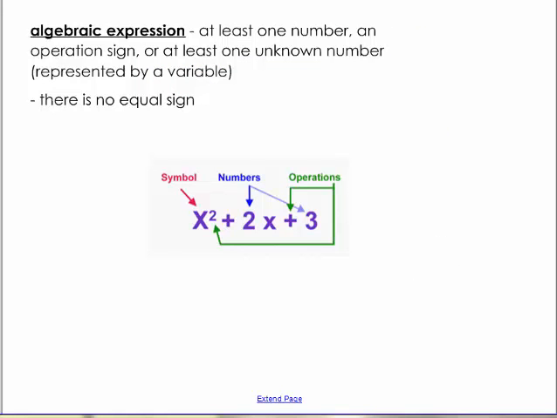An algebraic expression is at least one number, an operation sign, and at least one unknown number represented by a variable. There is no equal sign. In this example, we see that x is represented here, and they're calling it a symbol. But x in this expression, because there's no equal sign, is representing a number that we don't know, so we call these variables. Then we have the numbers, and then we have the operation signs.